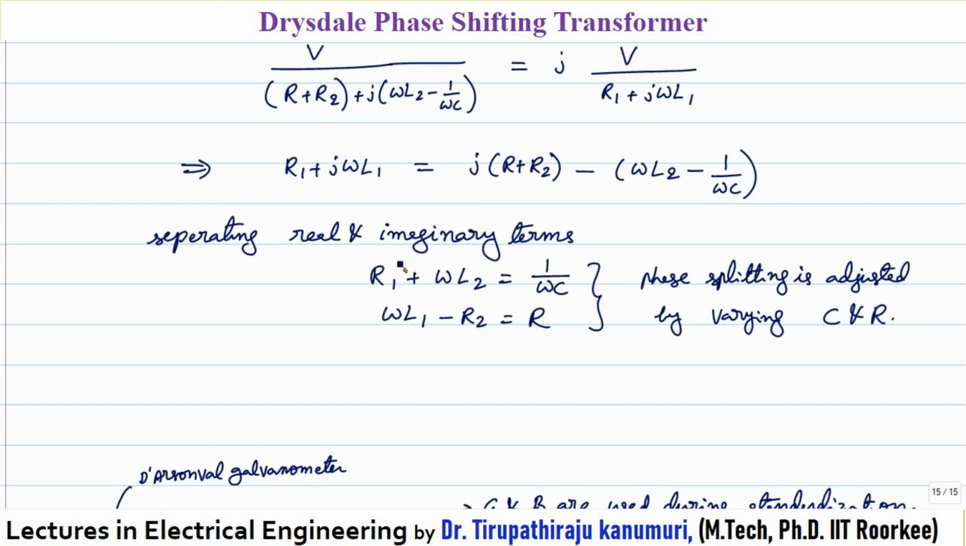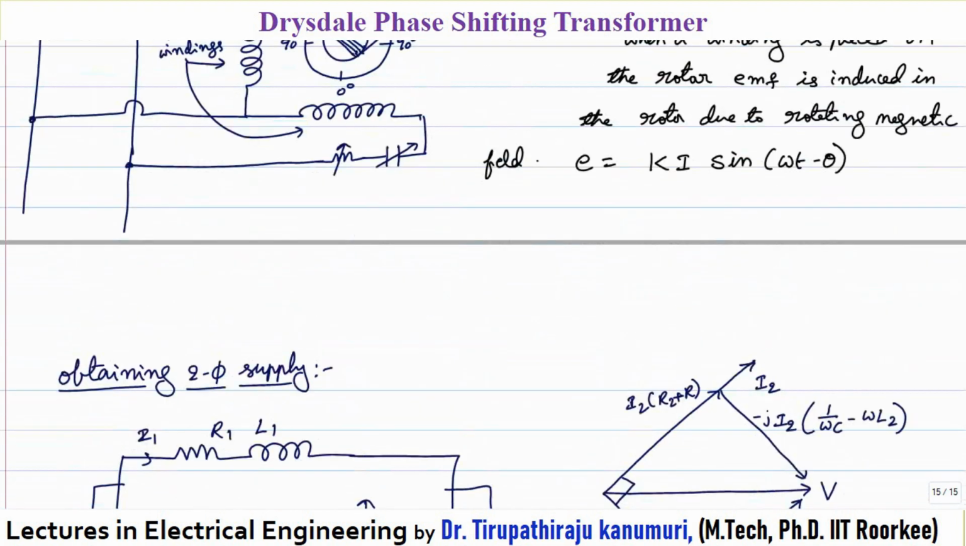Here the values of R1, L1, R2, L2 we cannot vary, because once the coil is designed they are fixed. The only variables we can vary are the capacitance and the resistance. That means you have to vary the capacitance and resistance in such a way that 1 by omega C will be equal to R1 plus omega L2, and similarly R will be equal to omega L1 minus R2. By doing this adjustment, we can get the exact phase shift of 90 degrees between the two currents. Once the phase shift of 90 degrees is obtained, the remaining procedure you already understood.